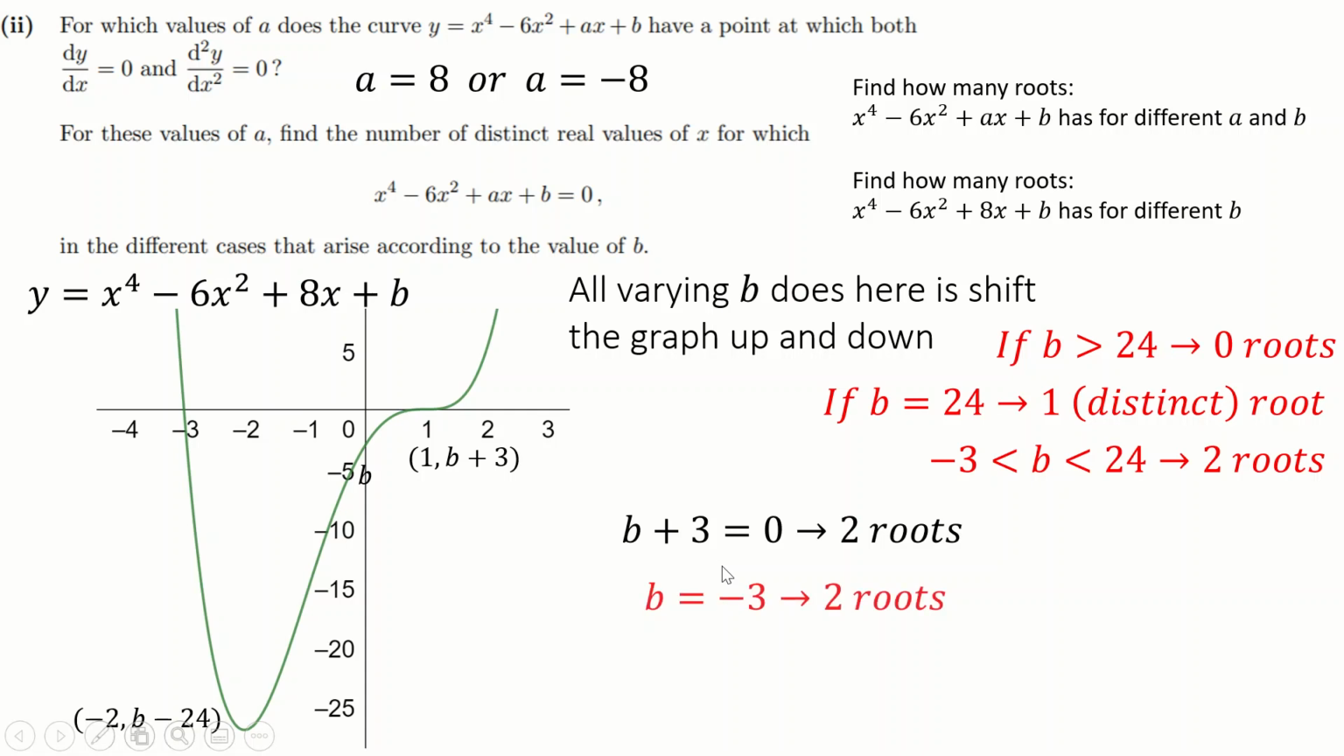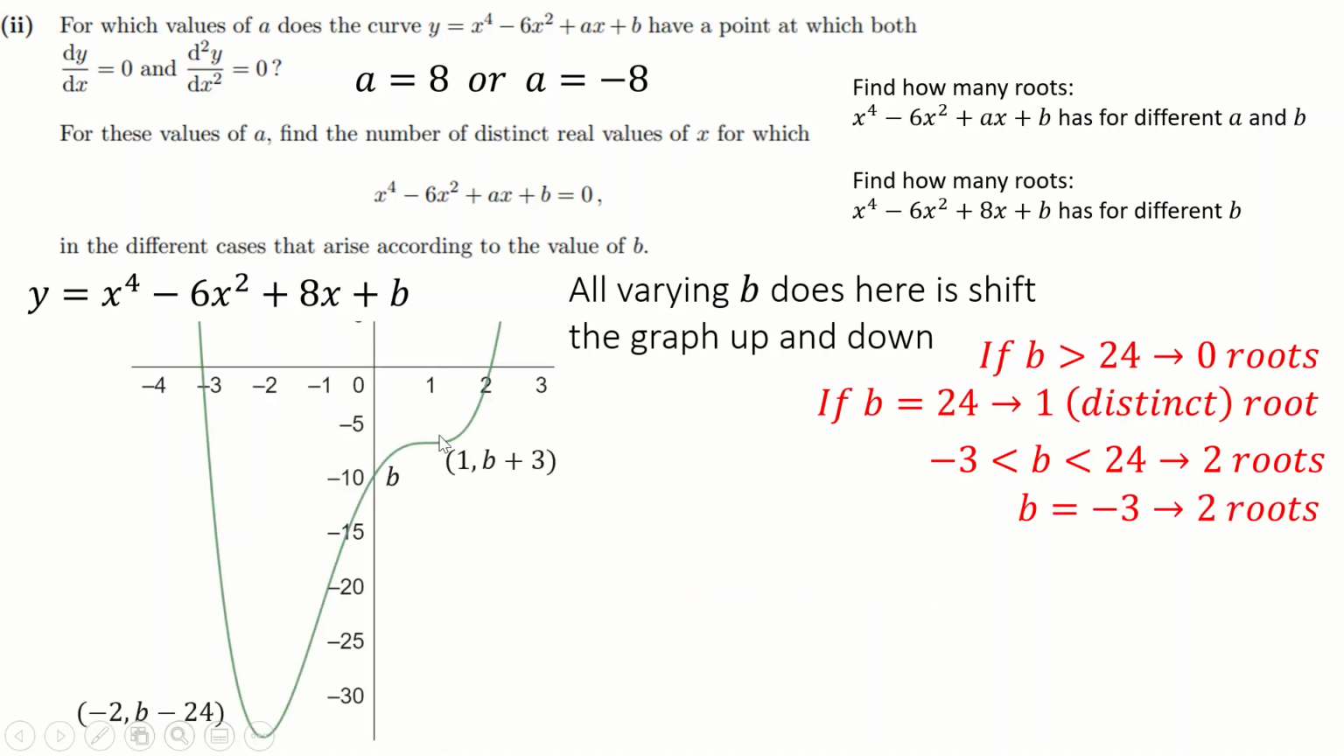Of course, I can solve this. So when B is minus 3, I have 2 roots. And lastly, what happens when I move this down further? I end up with a case that looks like this. And again, I have 2 roots. So when B plus 3 is less than 0, I have 2 roots. And I can solve this, of course. B is less than minus 3.